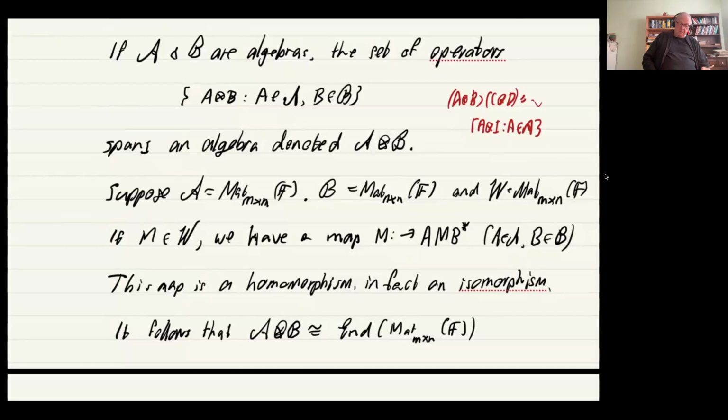Now, the algebras we're going to use will be algebras of matrices, and in the extreme case, you take the full algebras of matrices. So here I'm taking the obvious n by n matrices, and the third space W, which is going to consist of m by n matrices. Now, if M is in W, we have a map which sends M to A M B star, with A in curly A and B in curly B. Now that's a linear map.